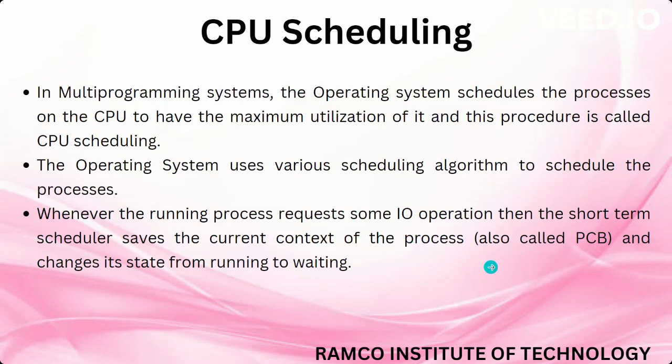process, also called PCB, process control block, and changes its state from running to waiting. During this time, the process is in waiting state. The short-term scheduler picks another process from the ready queue and assigns the CPU to this process. This procedure is called context switching.